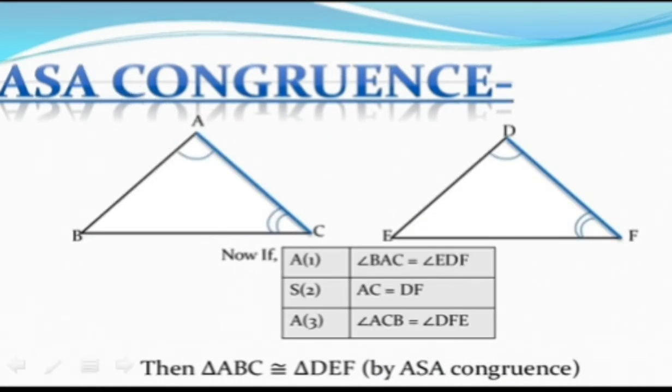Now ASA congruence. ASA, as the name suggests, angle side angle. You can see this side is highlighted, AC and DF, so these are equal. Angle 1, that is angle A, is equal to angle D. Side AC and DF, okay, and angle C is equal to angle F. These all three criteria are written here. We'll write like this only, and then we'll see triangle ABC is congruent to triangle DEF by ASA congruence.